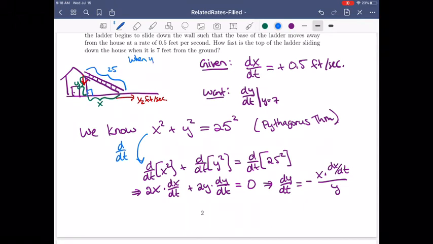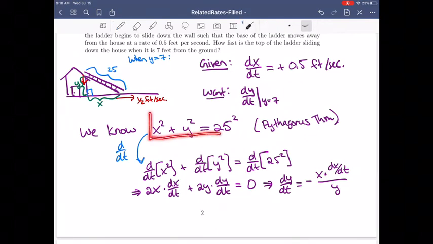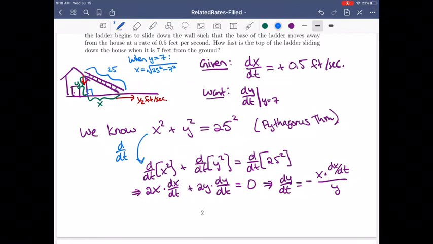So when y equals 7, we know that it satisfies this equation. That means x should be the square root of 25 squared minus 7 squared. If you compute that, you get that x is 24. So I can add that in here. When y equals 7, because of the ladder length, it has to be that x is 24 at that moment.